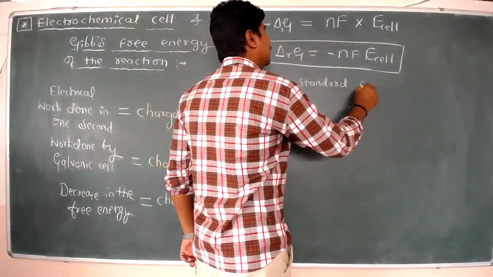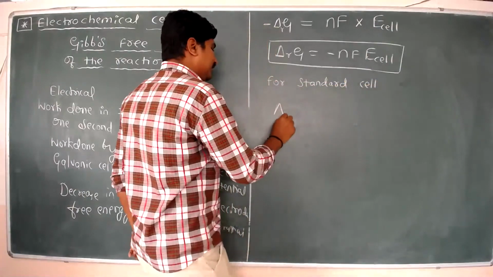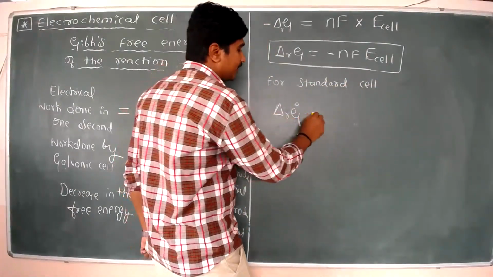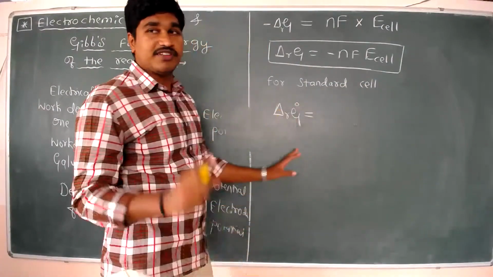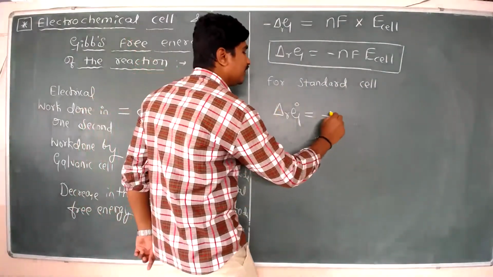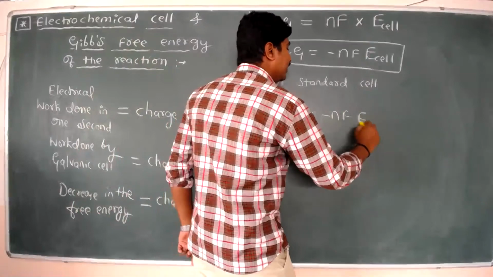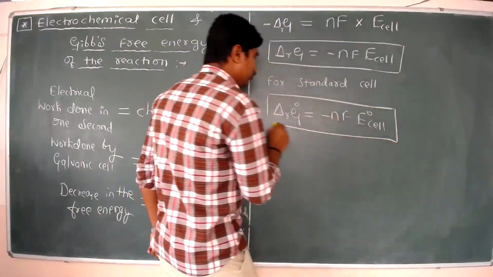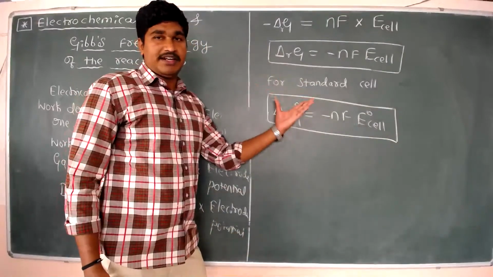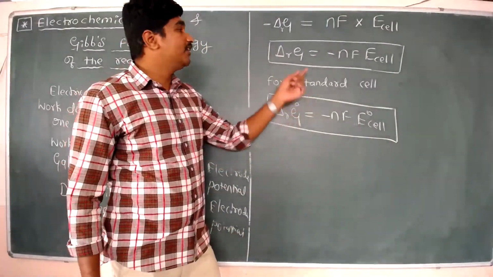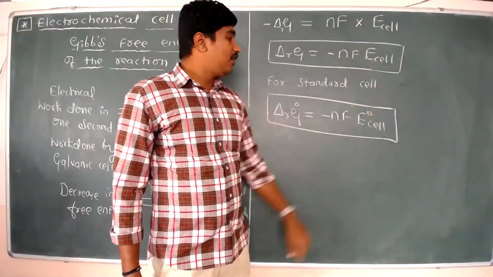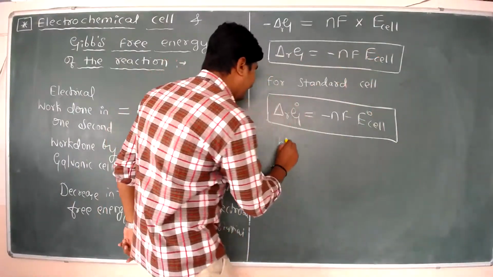For standard cell, what happens? Delta G becomes delta G naught, where the naught indicates that the concentration of the cell is 1M, right? Delta G naught is equal to same, minus NF E naught of cell. Means when the standard cell is there, you have to use this formula. If the normal cell at any concentration, if you are calculating, then you have to use this formula. This is for standard cell. This is for any cell. Right?